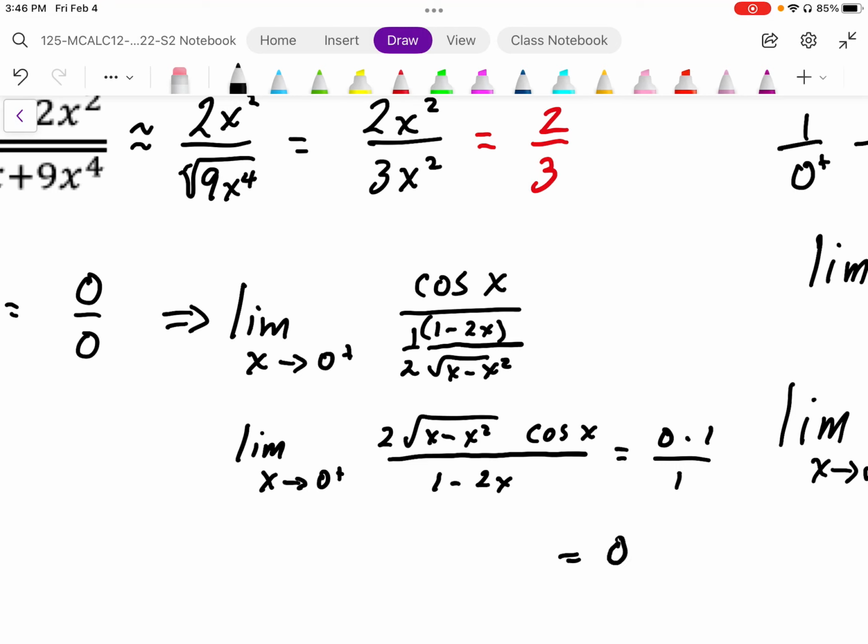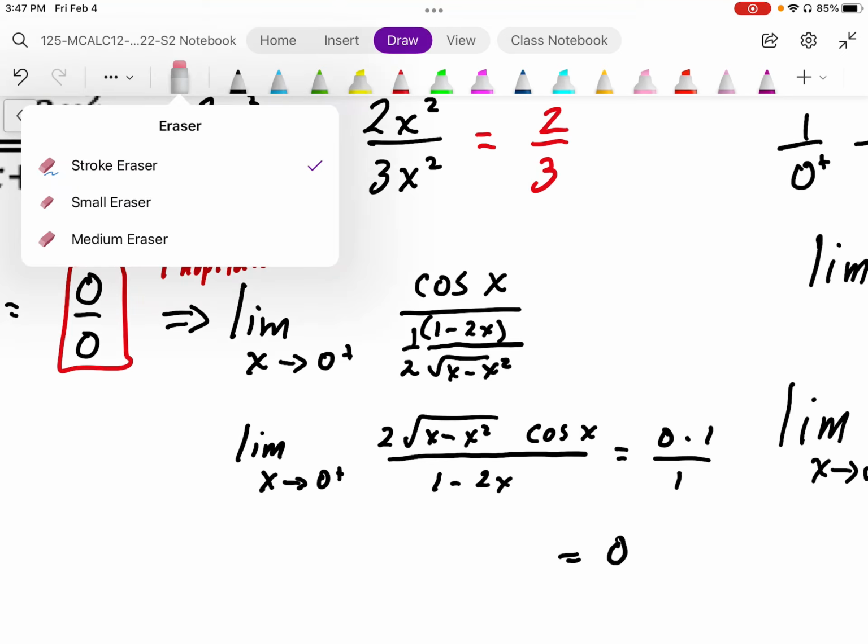Now, this is a little bit messy, so I'm going to show you a different way to do this. Here I applied L'Hopital's. Just so we're clear, once I establish my condition, I'm going to apply L'Hopital's. That's what happened here, and then I just simplified that expression after I applied L'Hopital's.